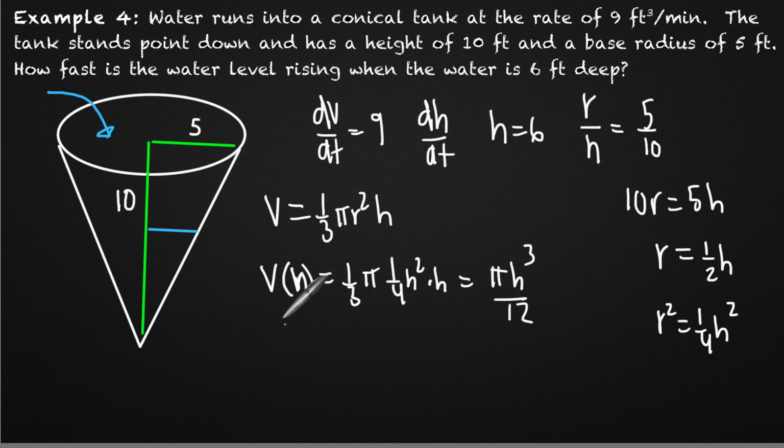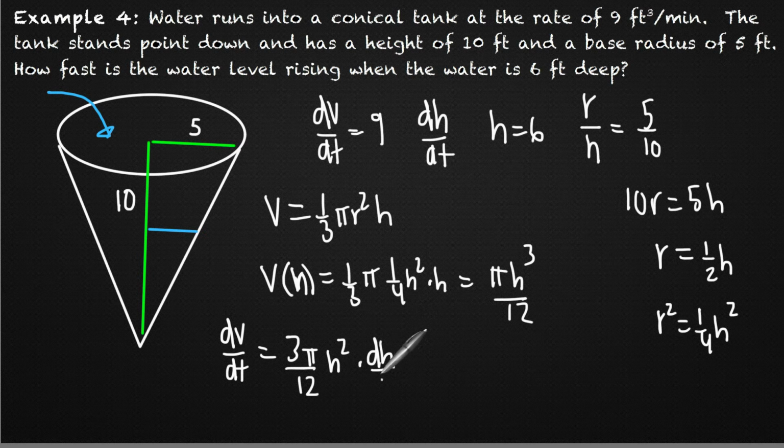Let's take the derivative on both sides with respect to t. The derivative of V is going to be dV/dt, and then the derivative here by power rule is going to be 3 pi over 12 h squared, drop the power down, times the derivative of h, which is dh/dt. This is the rate that we're looking for in this problem. So let's fill in everything. dV/dt is 9, and 3 over 12 can reduce to 1/4, so that's pi over 4 times h squared. Well, h is 6, so 36.